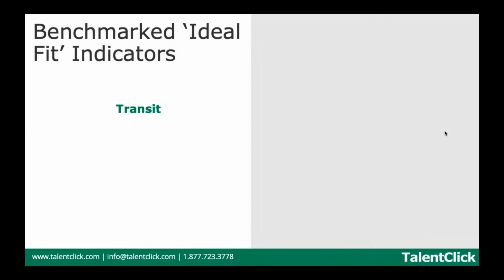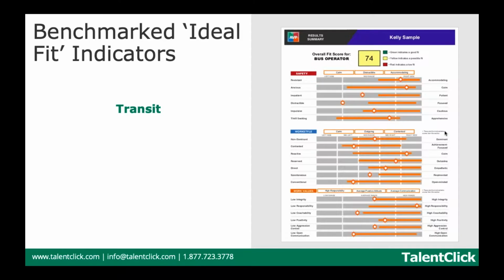Okay, so let's get into the real meat of what we're talking about today. It's these benchmarked ideal fit indicators. So I'll show you an example, and this one happens to be from the world of transit. We have many transit organizations like Chicago Transit and Philadelphia Transit, which is known as SEPTA. And so what they've asked us to do is create an overall fit score for one position, let's say bus operator as an example. So you can see on the right in yellow, there's the number 74. So think of that as a percentage fit. This applicant is a 74% fit to this particular role, bus operator, in their organization.